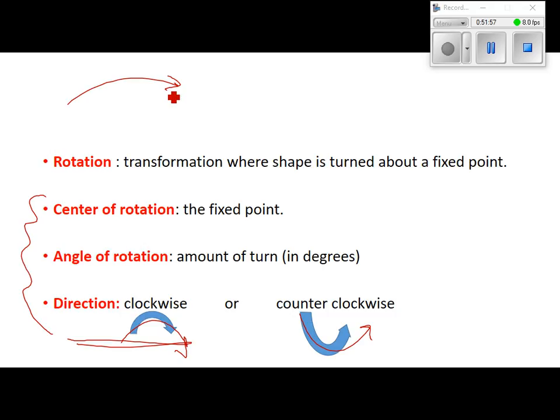Three things you got to know. You got to know the center of rotation. Normally our center of rotation, you probably want to write this down, and if you've ever done rotations before, you probably used this. Where do you normally put the center of rotation? The origin, (0, 0). That's what we're going to do most of the time. A lot of the stuff we do will be about the origin.